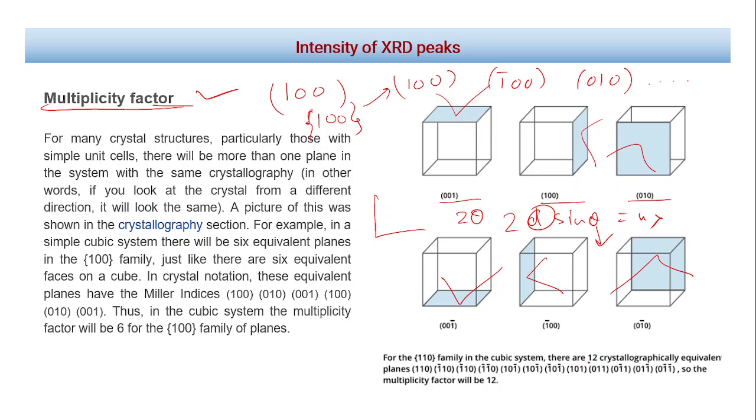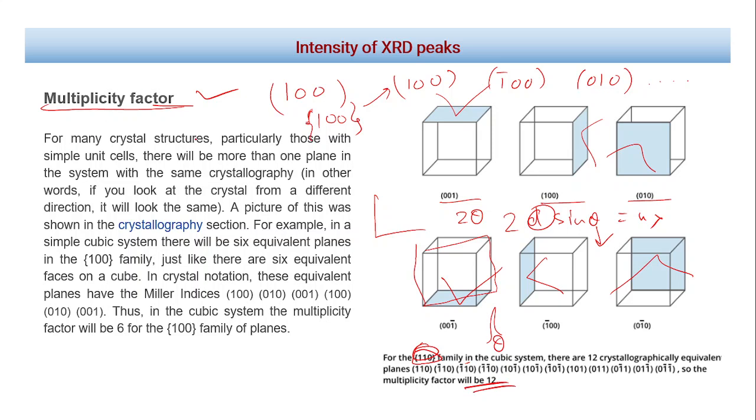Whereas if we are talking about the X-ray diffraction from the 110 peak, then the 110 family of planes has 12 identical planes. These are 110, 1 bar 10, 1 bar 1 bar 0, and so on. That means that the intensity for that particular 110 plane, at whatever theta value it is going to appear, will be 12 times intense.